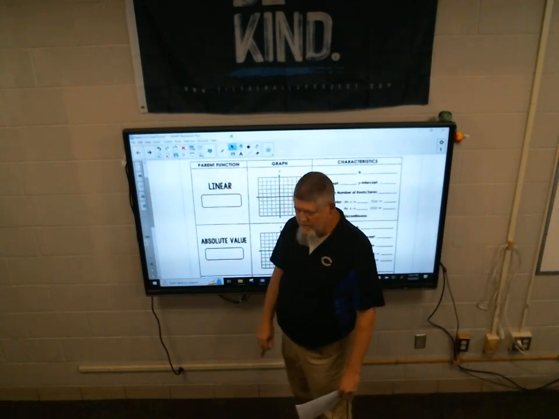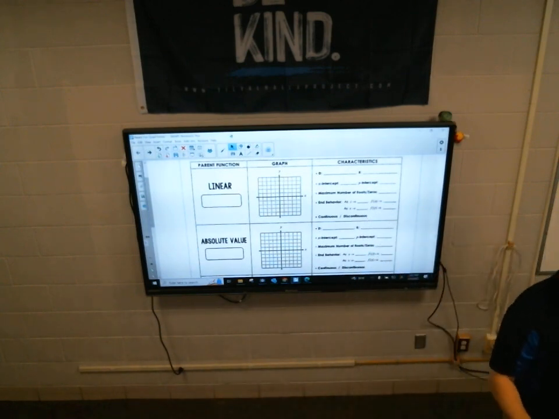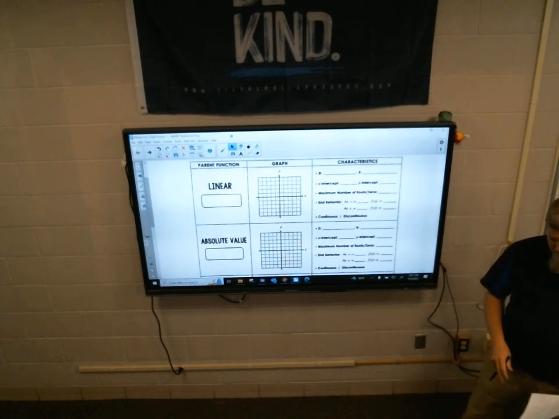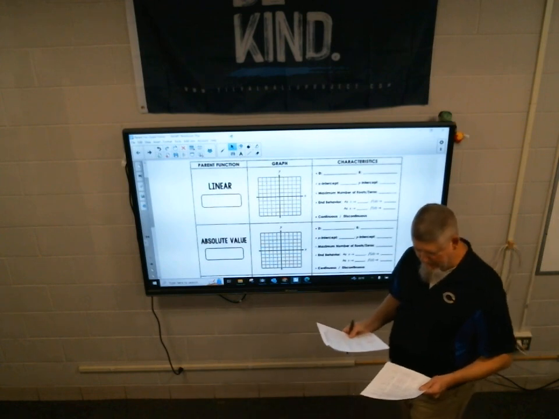Okay? So when it says parent function at the top, there is a copy of them over there on the wall. I want to walk through and give you some characteristics of each one. Very quickly, we're going to go through the sheet, looking at these functions, and then we'll be working with one of the specific types of functions.